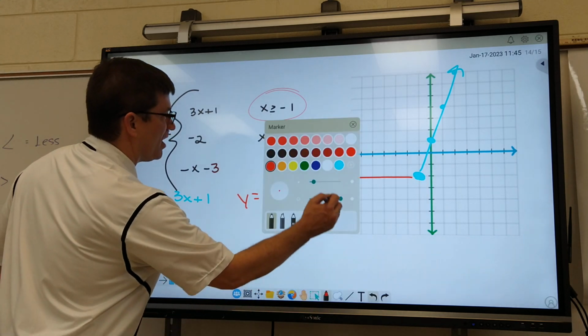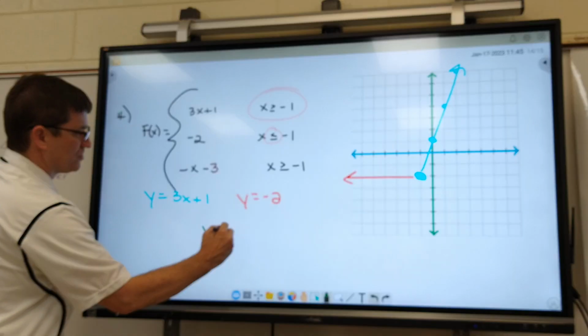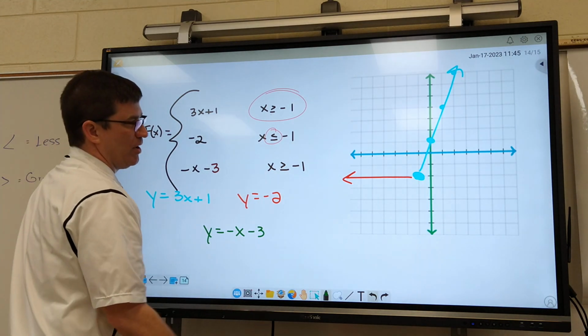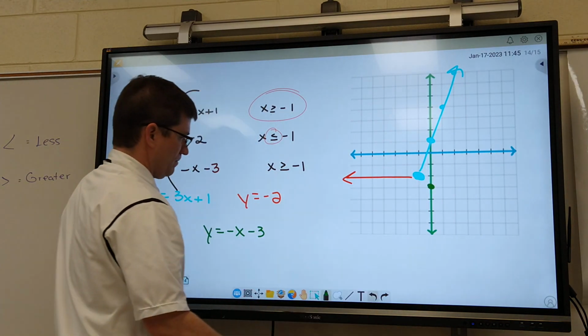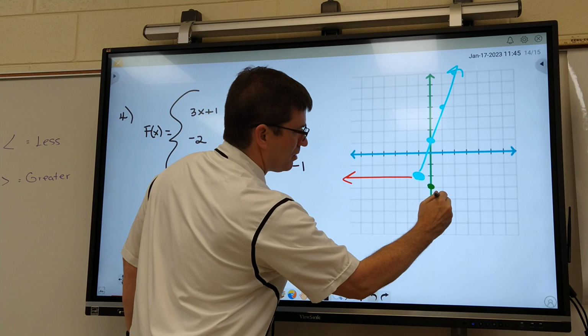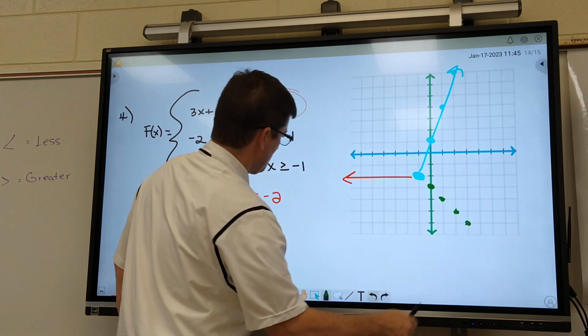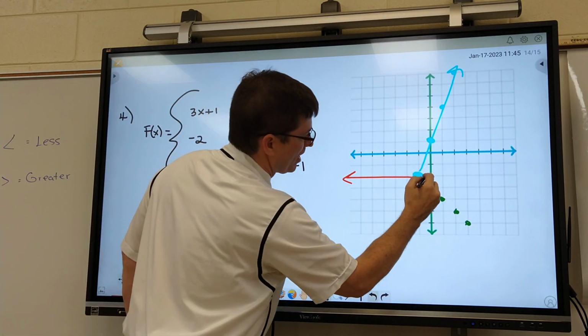All right, and last we got y = -x - 3. So I know I go to -3, down 1 over 1. Points to the right, only show the line on the right of the circle.